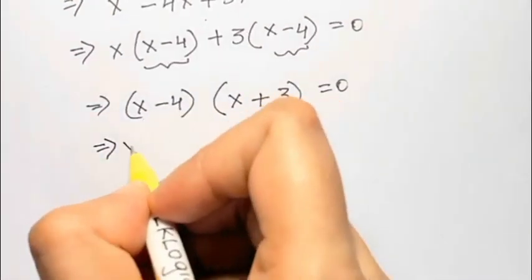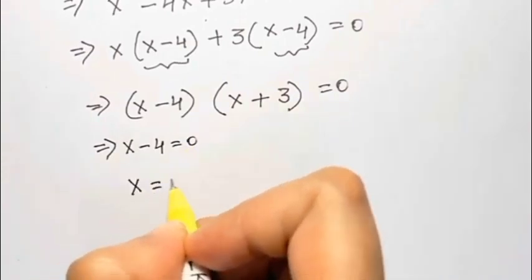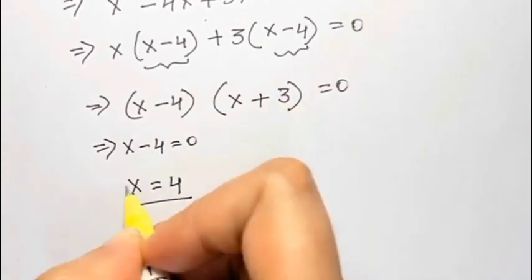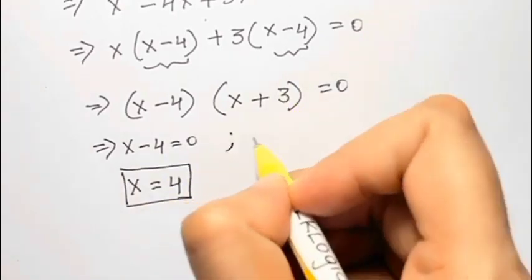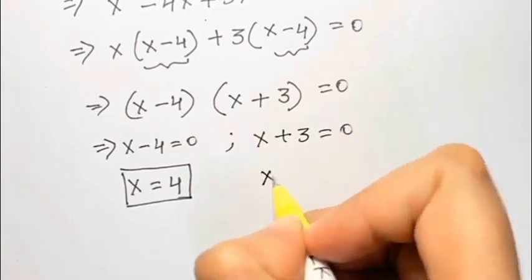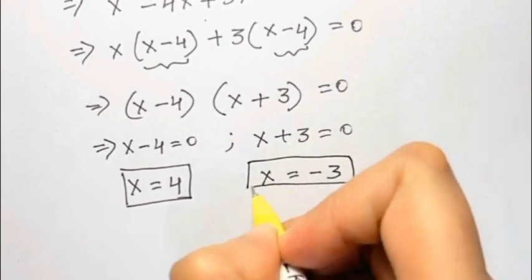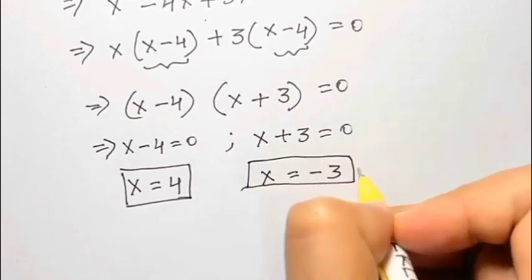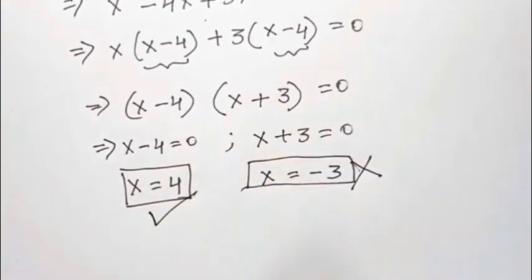So if x minus 4 is equal to 0, x is equal to plus 4. This is one solution for x. Another solution is x plus 3 is equal to 0. When we solve, x is equal to negative 3. This is another solution, but as it is negative, it has been rejected. This is the correct solution. X is equal to 4.